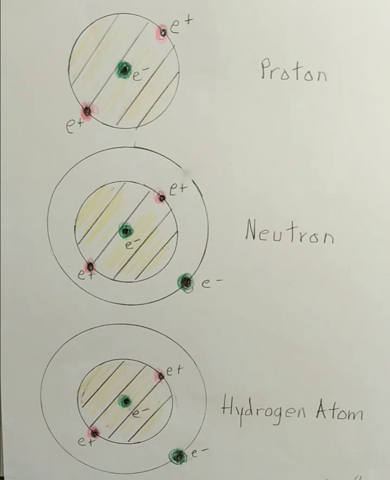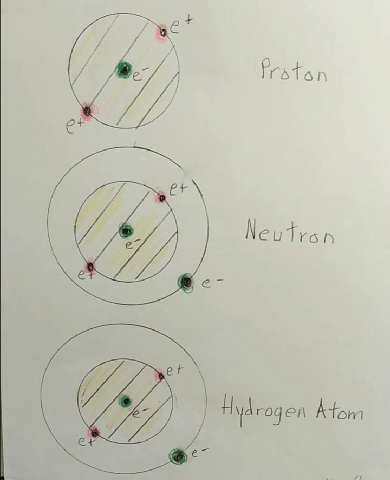Electron equals electron, total charge minus 1. Proton equals positron, electron, positron, total charge plus 1. Neutron equals positron, electron, positron, and electron, or 1 proton plus 1 electron, total charge 0. Hydrogen atom equals proton plus electron, total charge 0.